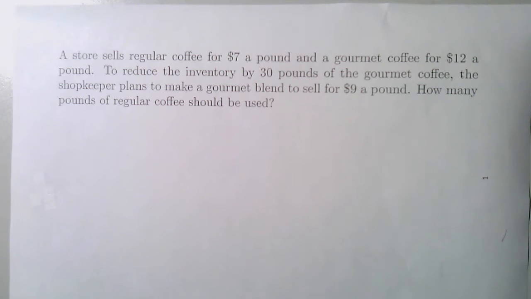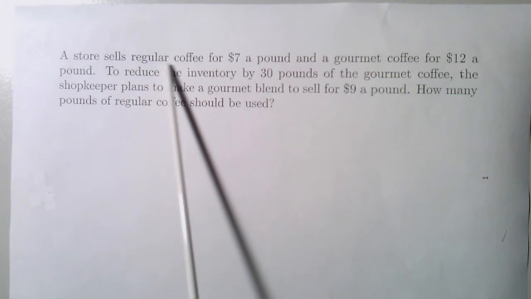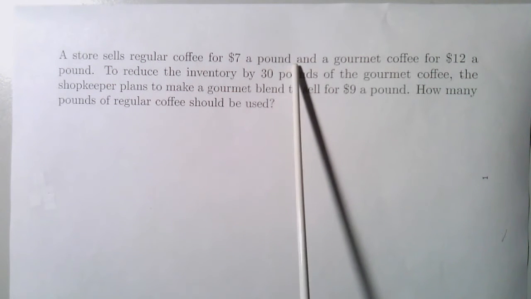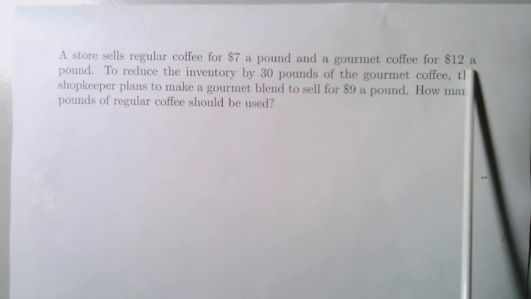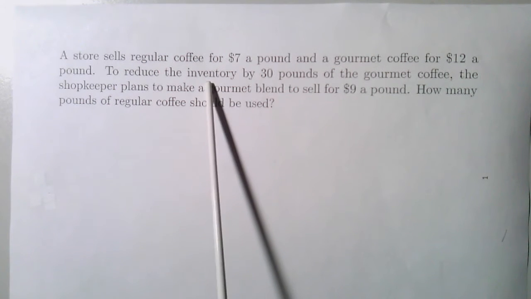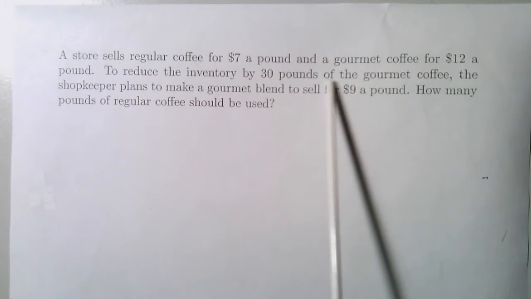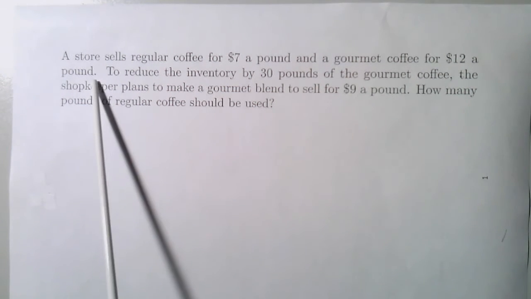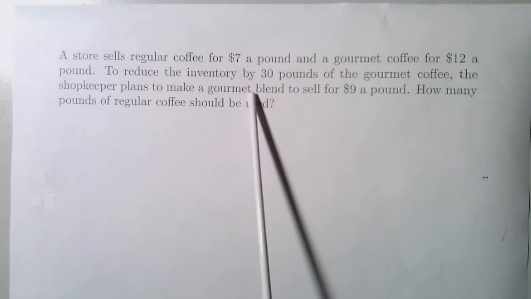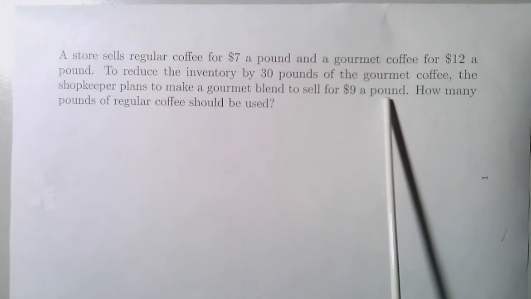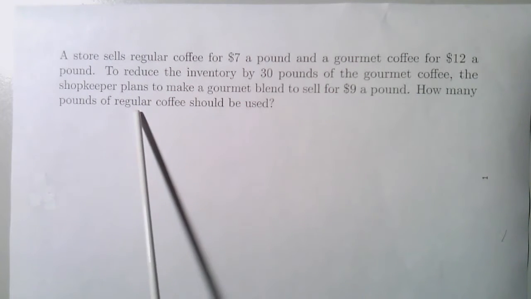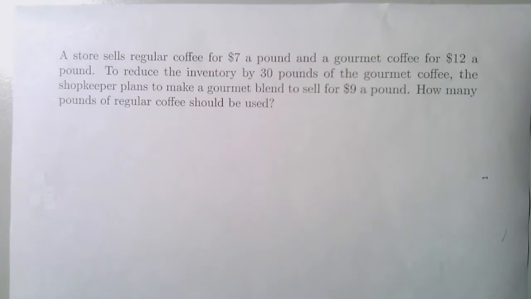In this video, we try to solve a so-called dry mixture problem by using linear equations. Let's take a look at this specific example. A store sells regular coffee for $7 a pound and a gourmet coffee for $12 a pound. To reduce the inventory by 30 pounds of the gourmet coffee, the shopkeeper plans to make a gourmet blend to sell for $9 a pound. How many pounds of regular coffee should be used?